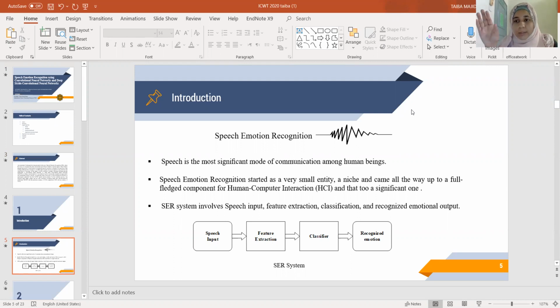A speech emotion recognition system consists of the speech input, which is the speech signal. Second, the feature extraction, where the extraction is done using different techniques like MFCC, LPCC, etc. After that, we go for the classification, which involves two ways. One is the traditional way, and the second is the deep learning way. The traditional way consists of HMM, the hidden Markov model, SVM, the support vector machine, etc. And the deep learning method consists of deep neural networks, convolutional neural networks, recurrent neural networks, etc. For this paper, we have used the convolutional neural networks.